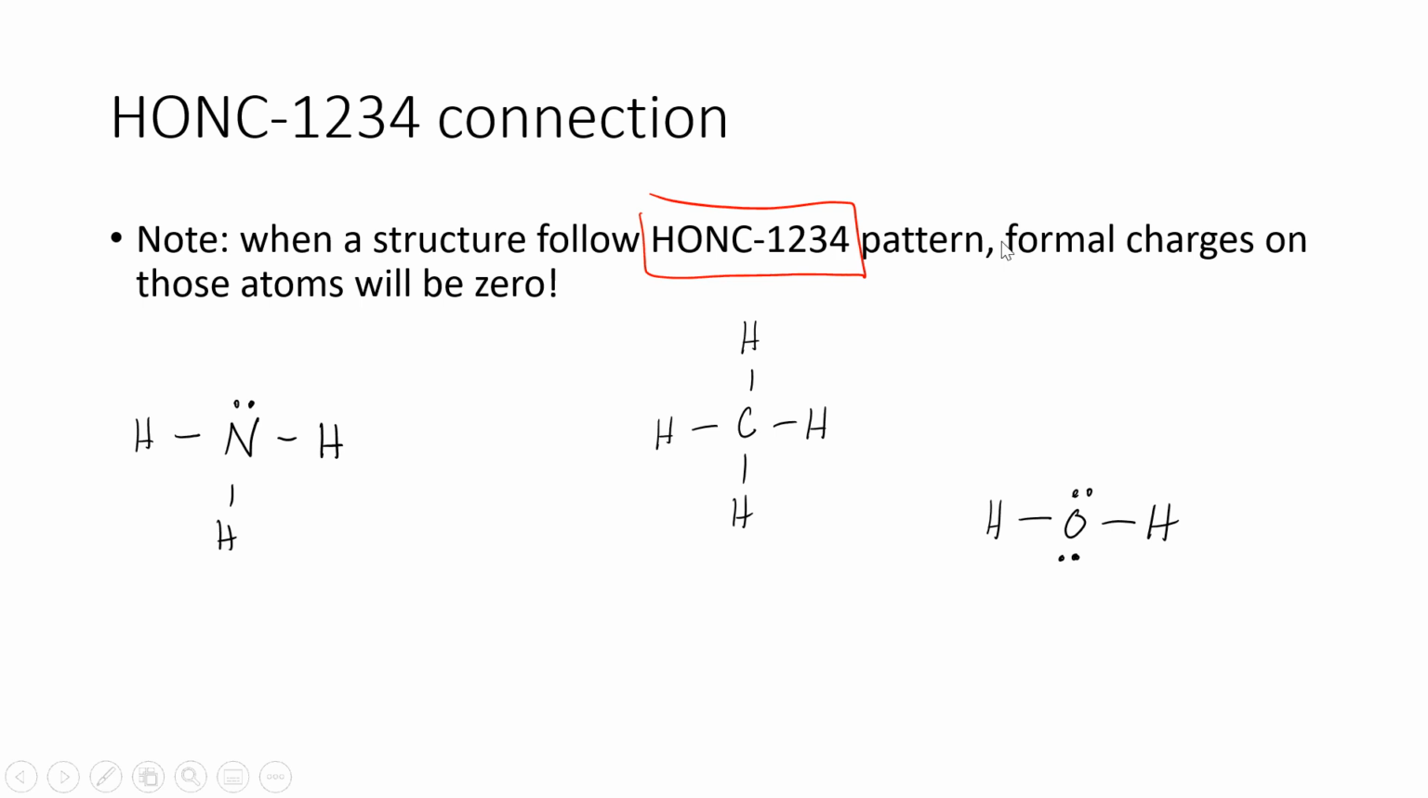And it turns out that when your structure follows the HONC 1, 2, 3, 4 pattern, you will notice that the formal charges on the atoms will be 0. So like in all these examples, all of them have formal charges of 0. So just FYI, that is why it is a pattern that we notice, because when they follow this pattern, they have a formal charge of 0.